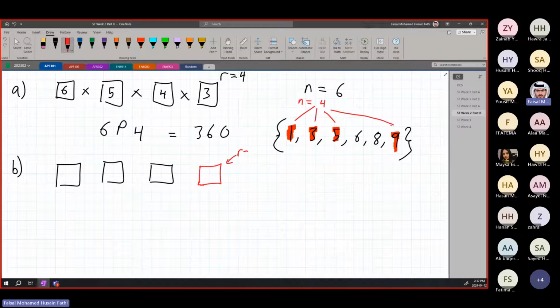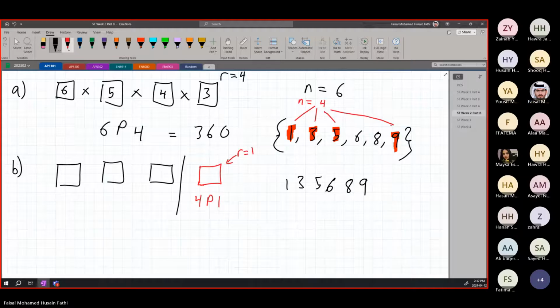We have r is equal to 1, so it's going to be 4p1. This is what we have for the last box. Now keep in mind when we rewrite these numbers 1, 3, 5, 6, 8, and 9, one of the odd numbers has already been chosen. So a number has already been taken away. We are remaining now with 5 numbers, so our n is equal to 5.